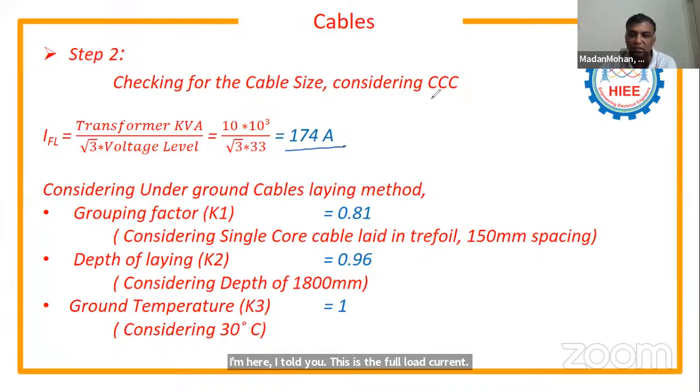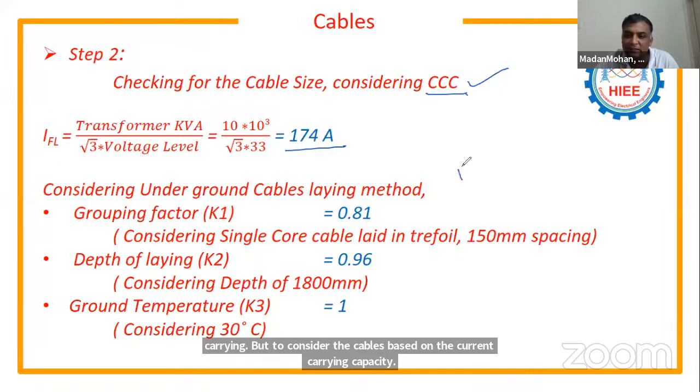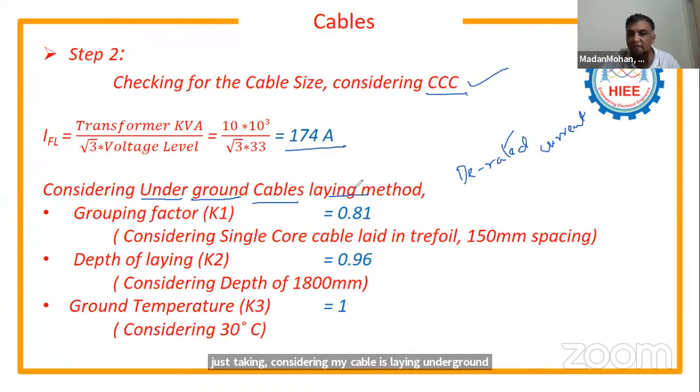Now we have to consider the cable size based on the current carrying capacity. To do that, you should know the derated current of the cable. For that, I'm considering that my cable is laid underground. When the cable is laid underground, what are the factors we consider? Grouping factor, depth of laying factor, ground temperature, soil thermal resistivity, and design margin.